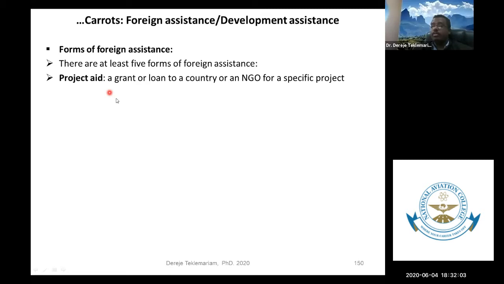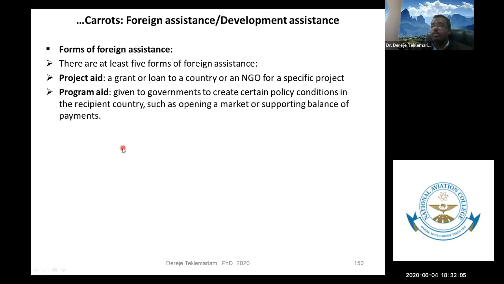The other is what we call program aid. The second one is program aid. Program aid is normally given to governments or countries to create certain policy conditions in the recipient country. For instance, in the case of opening the market, or even for supporting the BOP deficit, the balance of payment deficit. If the balance of payment deficit is really going bad, that country will be very weak. So a weak country will be approached by many other competitor countries.